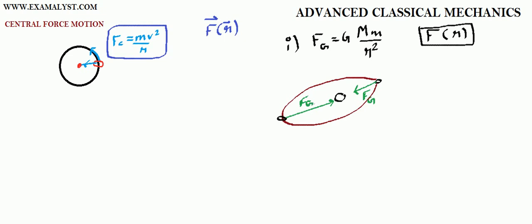Not only can we have elliptical orbits. So what type of orbit is this? This is an elliptical orbit. Not only can we have an elliptical orbit, but we can also have a circular orbit around the sun.